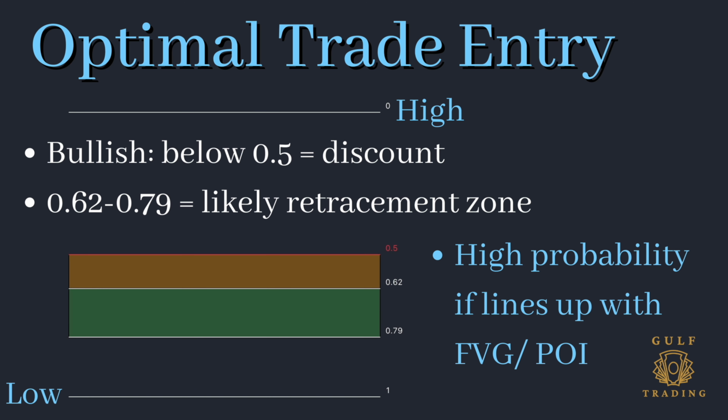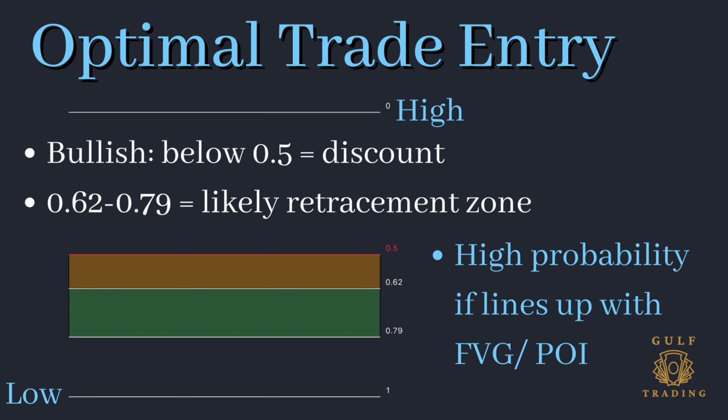ICT's optimal trade entry is effectively just a Fibonacci retracement, and you're using that as confluence with premium and discount zones. If you're bullish, then you would only consider entering from below the 0.5 level, because that's going to be the discount zone. With the optimal trade entry, you're ideally looking for entries in the area between 0.62 and 0.79, the numbers that ICT uses, which are effectively the Fibonacci levels 0.618 and 0.789, I think, rounded to 0.62 and 0.79.